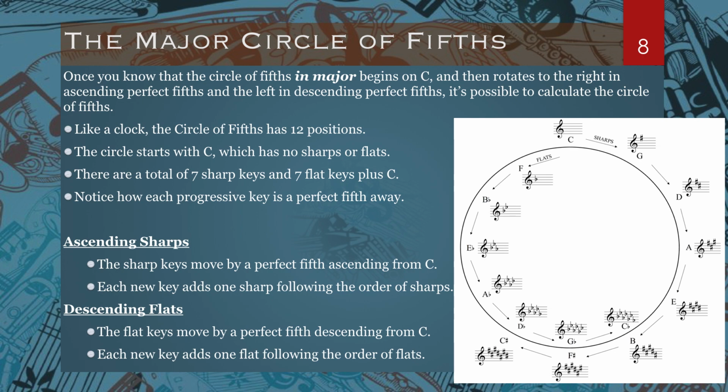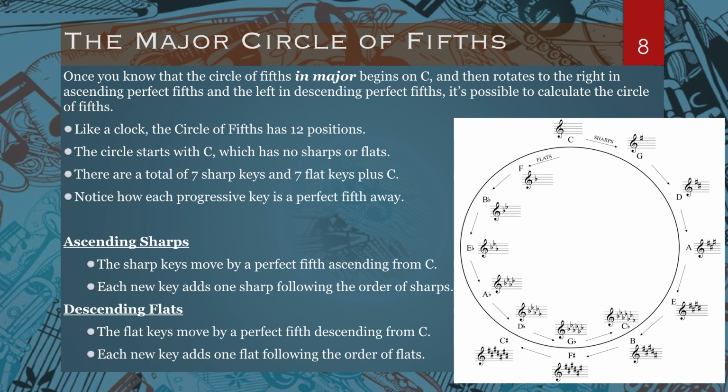So going to the right, you're ascending in perfect fifths. Going to the left, you're descending in perfect fifths. So C down to F is a perfect fifth. F down to B flat is a perfect fifth. B flat to E flat is also a perfect fifth, and so on. The circle always starts with C, which has no sharps, no flats. In the top image with the C below it, that's indicating C major, there are no accidentals. So C major is your pure key signature with no sharps, no flats.